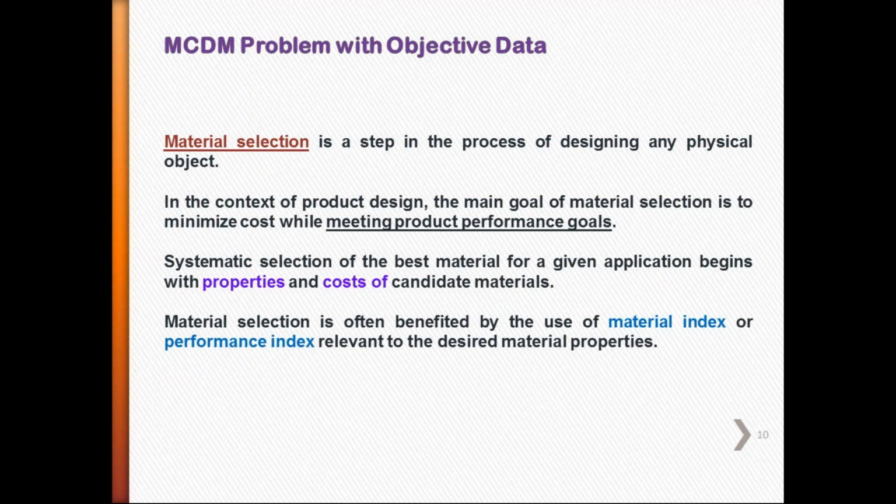Systematic selection of the best material for a given application begins with properties and costs of candidate materials. Selection of material for a particular application depends on material properties as well as cost of the material. Material selection is often benefited by the use of material index or performance index relevant to the desired material properties. That index term is important. What is that index? Performance index or quality index?